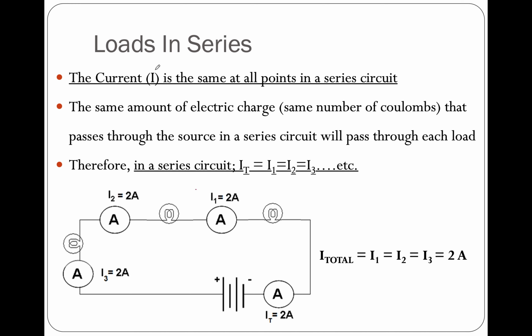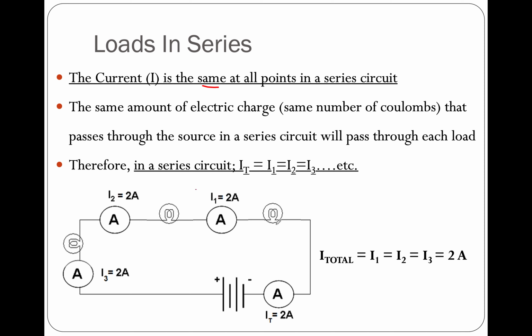So the current, remember symbol I, is the same at all points in a series circuit. This is an interesting little relationship. You can summarize it with this formula down here, that the uppercase I, or the total current, is equal to the current at load 1, load 2, and load 3, which in total is equal to 2 amps.